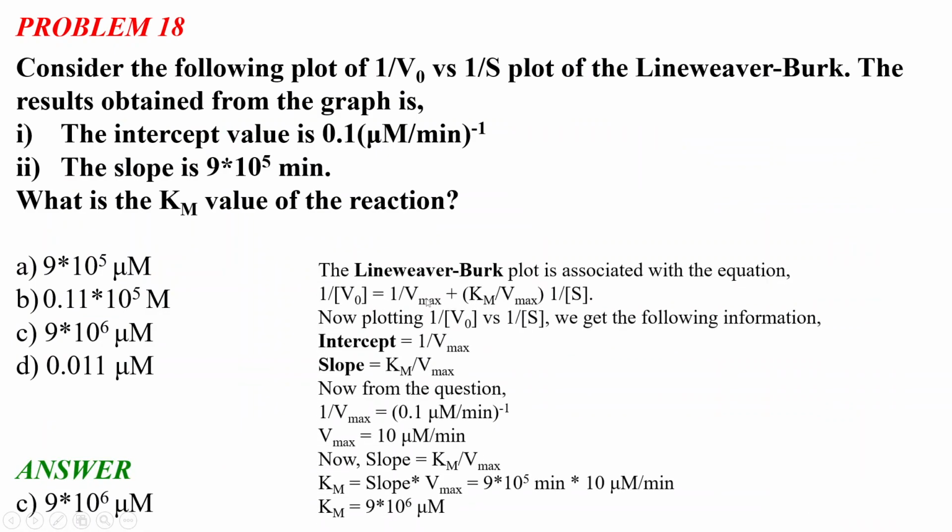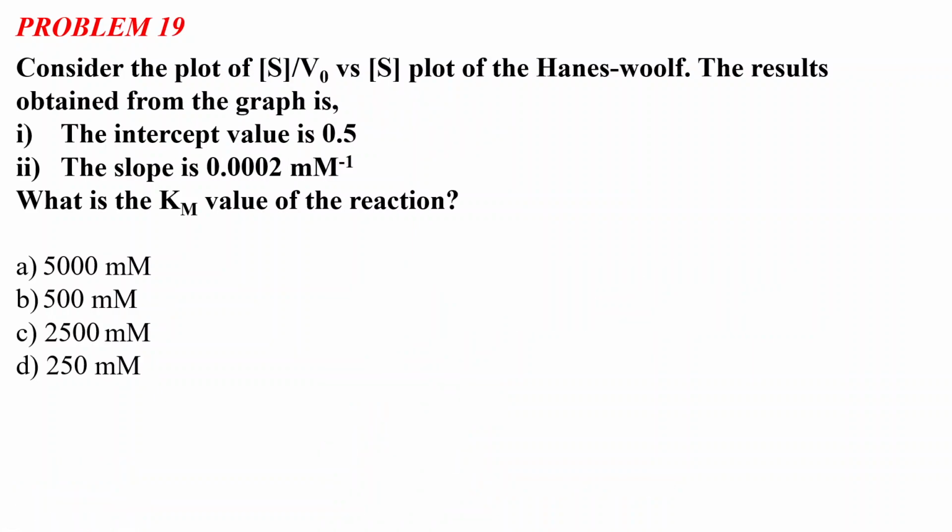This is the Lineweaver-Burk plot. You just have to multiply the whole equation with the concentration of S, then you will have the Hanes-Woolf equation, and if you put in the values you will have this particular Km value, because the intercept and slope are given. Just try for some time and then I will show you.